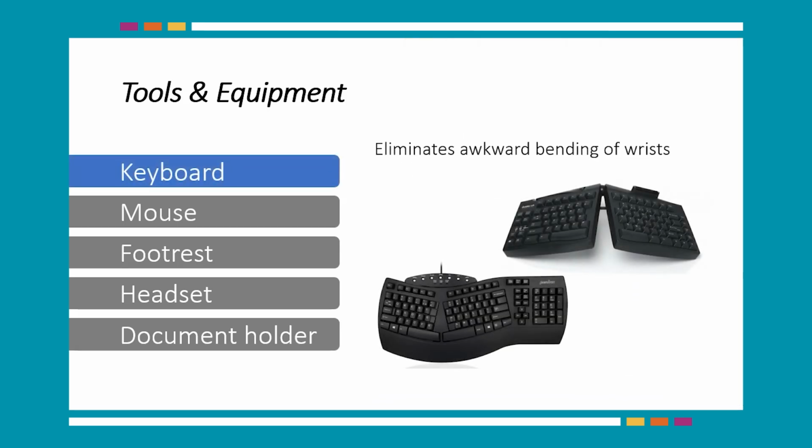There are many alternative keyboards on the market. The purpose of an ergonomic keyboard is to eliminate awkward bending of the wrists, primarily on the right, by angling the hands toward the user's shoulders. Not everyone needs an ergonomic keyboard. Other alternatives include keyboards with a separate number pad, allowing the mouse to sit closer to the user on the right.